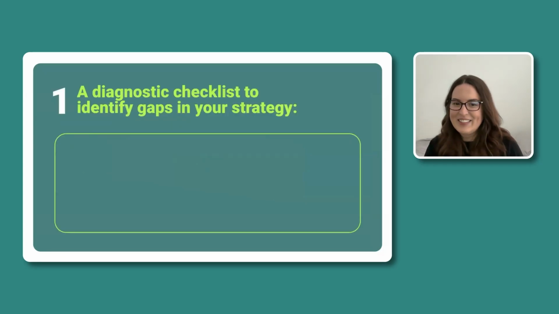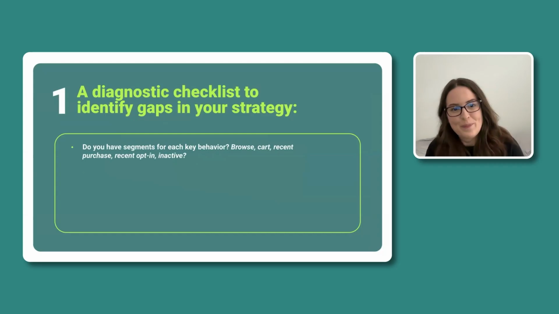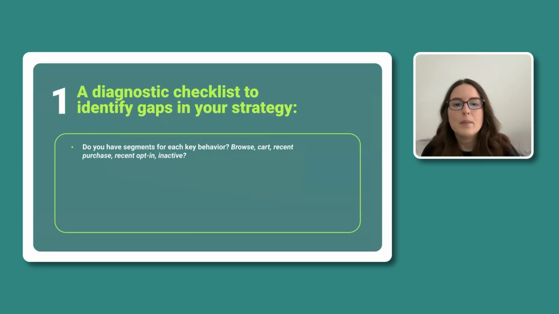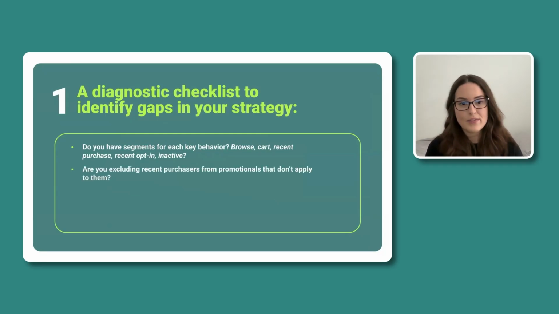All right. And then as promised, I have a checklist. So the first is, we're going to diagnose the checklist to identify gaps in your strategy. So first thing to ask is, do you have segments for each key behavior? Do you have browse, cart, recent purchase, recent opt-in, your inactives? And then also, are you excluding your recent purchasers from promotionals that don't apply to them?